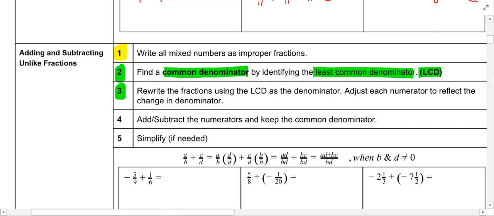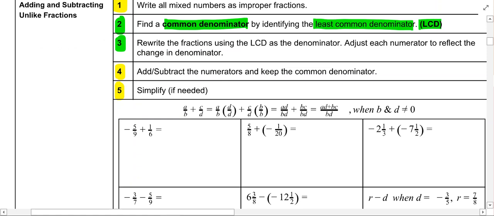This is a new piece. And then add, subtract the numerators and keep the common denominator. That's what we just did in the like fractions, and simplify it. That's what we did in the like fractions. So you have two additional things you got to watch out for here. Let's look at this mess of numbers that I have.